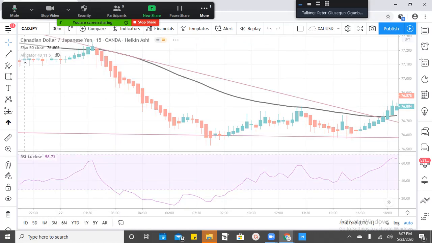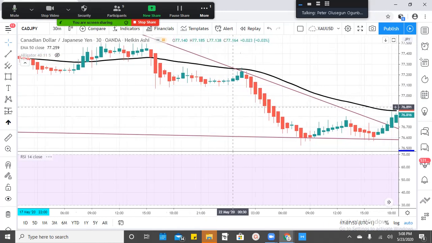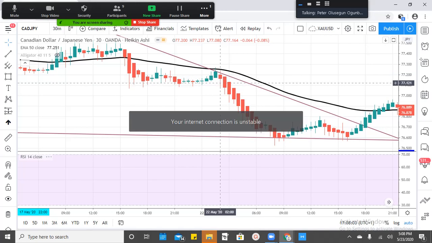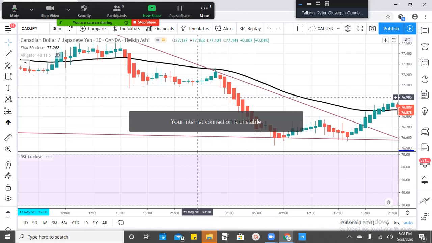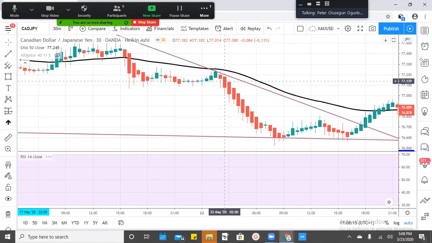Let's look at the 30 minutes candle. Now at this point, this is the first 30 minutes candle that closes below it. This point. So at this point, this is the point I want to consider. Between here and here is the point I want to consider as my entry level.